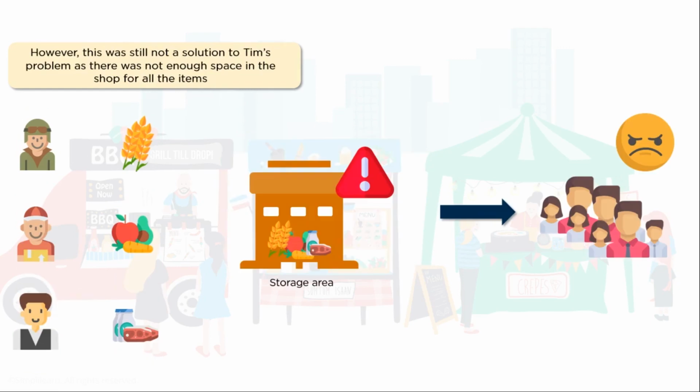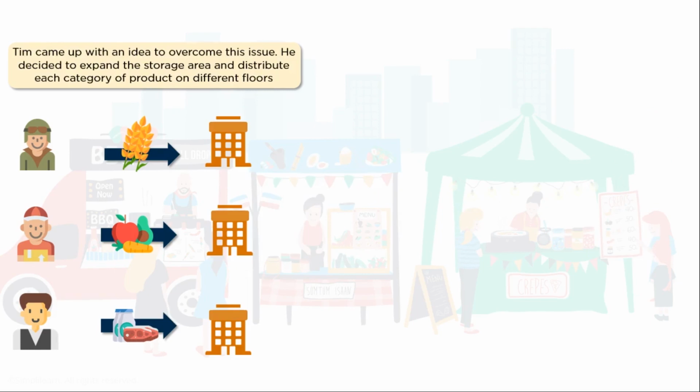Now there was still a problem. The problem was with the storage area. The solution Tim was looking for was that he should have enough space in the shop for all the items so that he can cater to different customers for their different needs. And as it seems, storage was a bottleneck, since storing and accessing became more and more difficult with increased supply and demand. So what does Tim do?